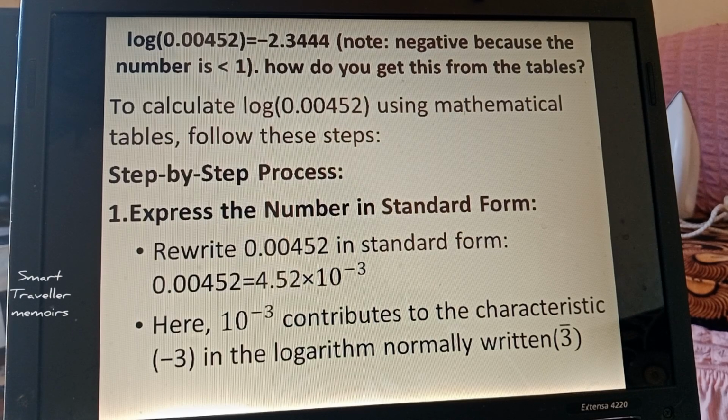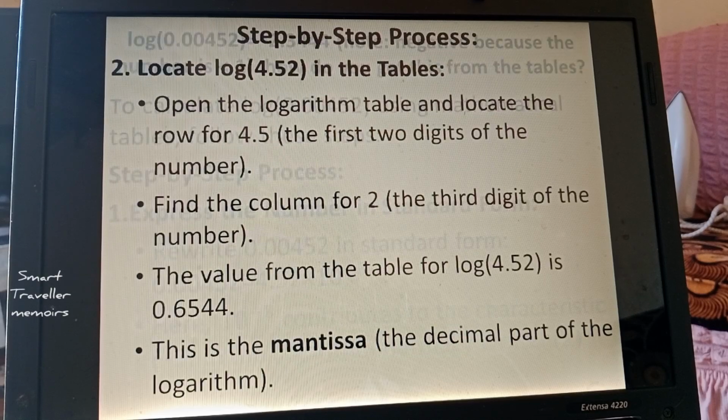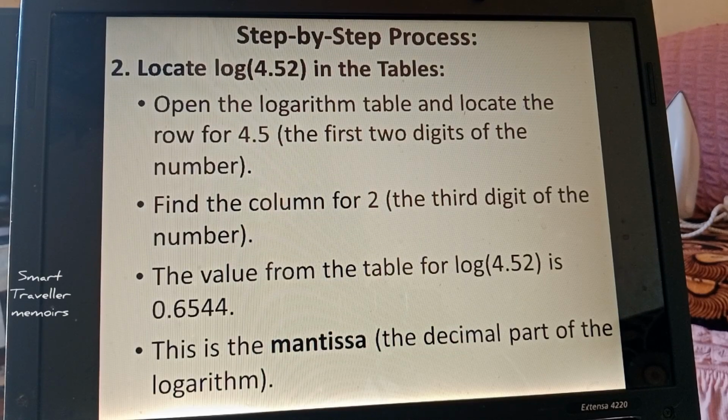So negative 3 is normally written bar 3. Locate log 4.52 in the tables. Open the logarithm table and locate the row for 4.5, the first 2 digits of the number. Find the column for 2, the third digit of the number. The value from the table for 4.52 is 0.6544. This is the mantissa, the decimal part of the logarithm.